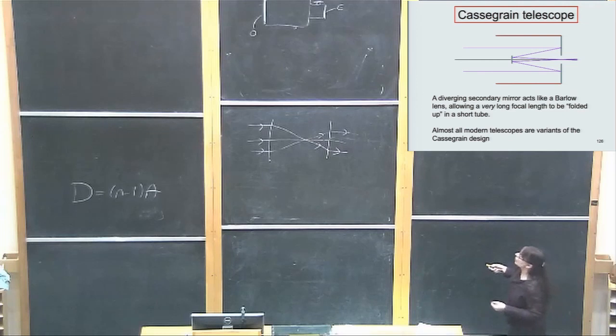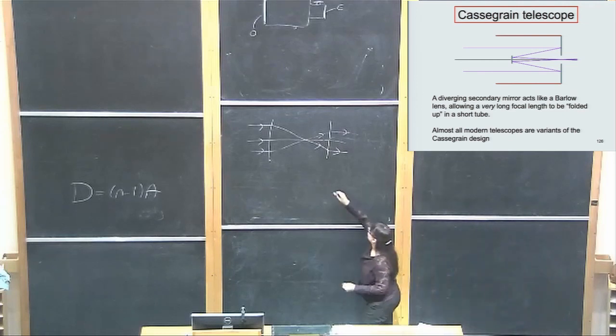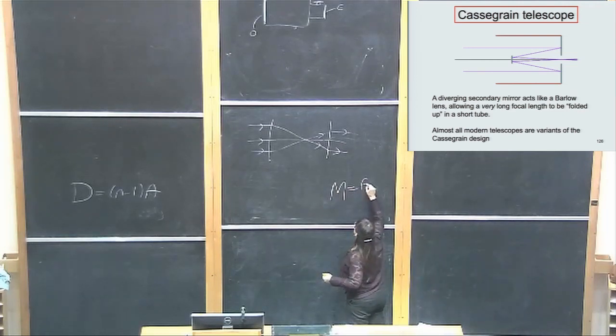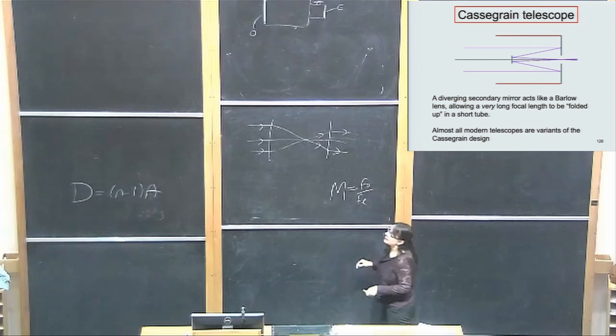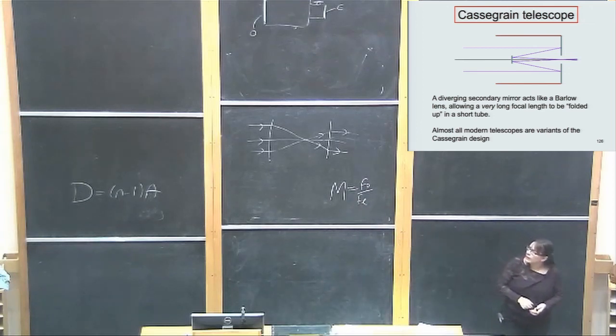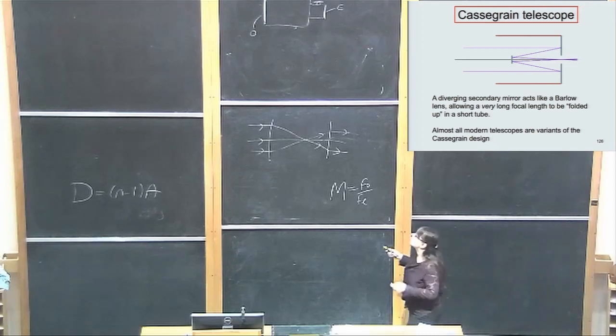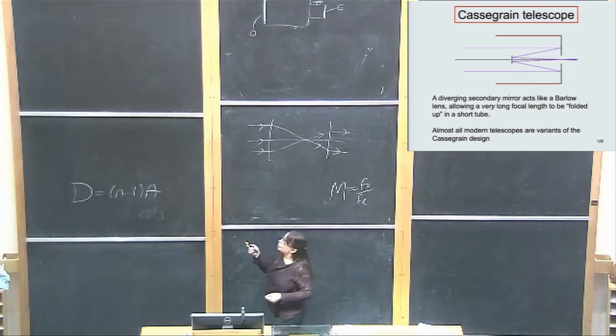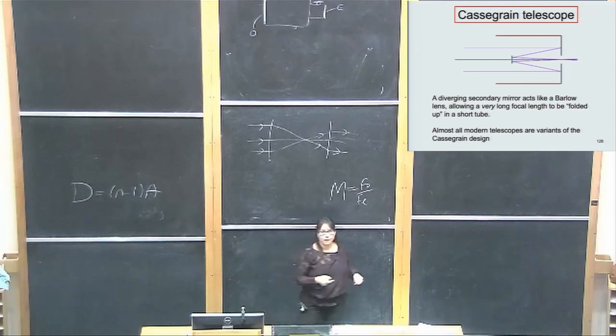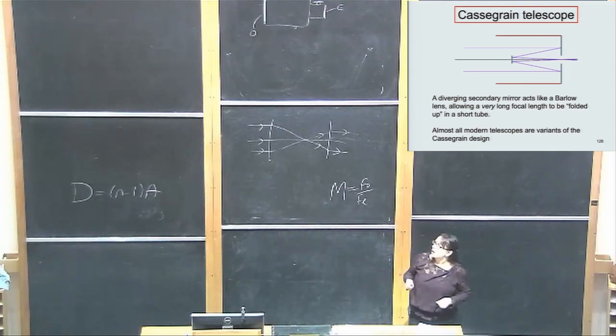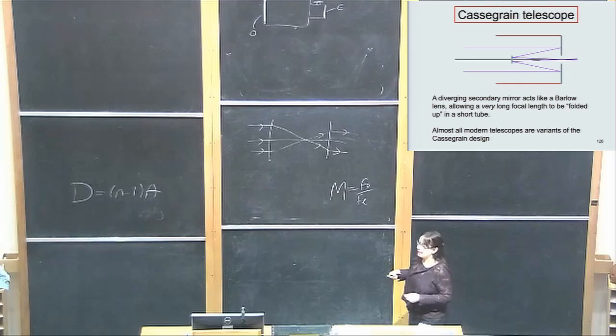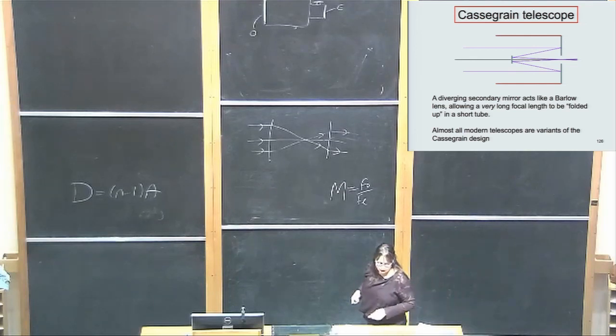I think it's gone off the board now, but the magnification being the objective over the eyepiece, in terms of focal length. And again, there's a problem in the problem sheet, I think it's the last or second to last one, that asks you to look at this and calculate what the effective focal length is for a particular kind of telescope, and you see how really large it can be and therefore the benefit.